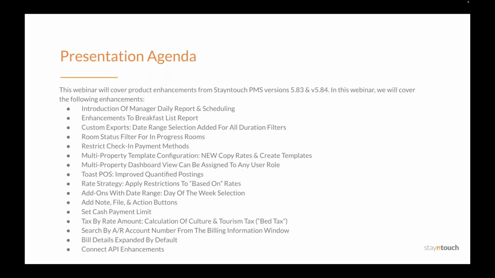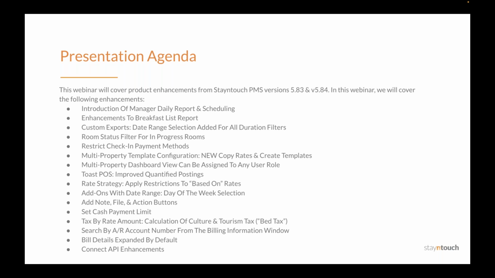Today's presentation will cover how you can get the most out of the Stayntouch PMS versions 5.83 and 5.84 product releases. In this webinar, we will cover the introduction of the Manager Daily Report and how to schedule it, enhancements to the breakfast list report, custom exports, including the date range selection added for all duration filters, the room status filter for in-progress rooms, how to restrict check-in payment method, some new multi-property and template enhancements, including the new option to copy rates and then create a template from that.